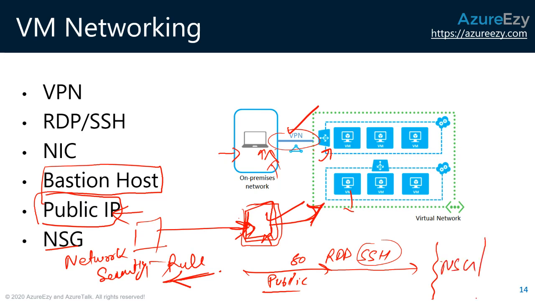You can think of it like a virtual firewall. It's not exactly a firewall, but you can think of it like a guy who is sitting in front of your network and saying, am I going to allow this port inside or not? If you have a rule to allow RDP, then it will allow. If you do not have any rule to allow, it will deny. So there are some default NSG rules.